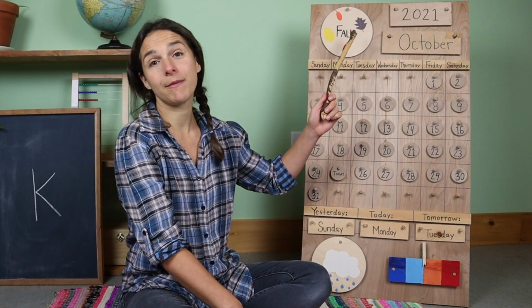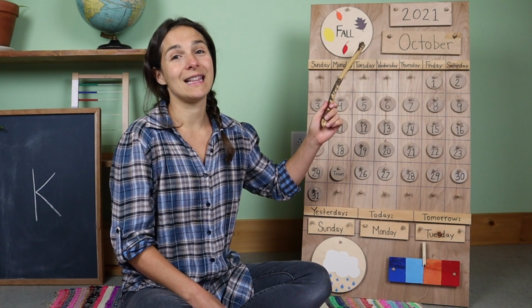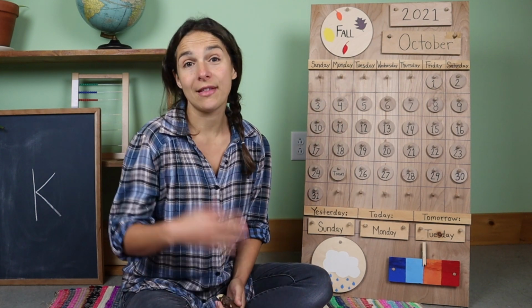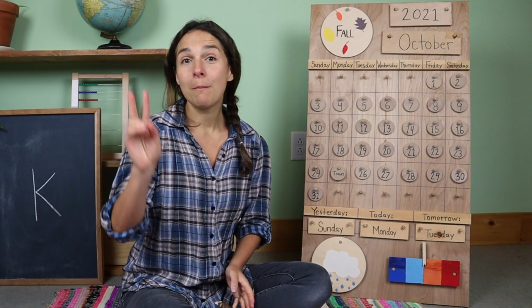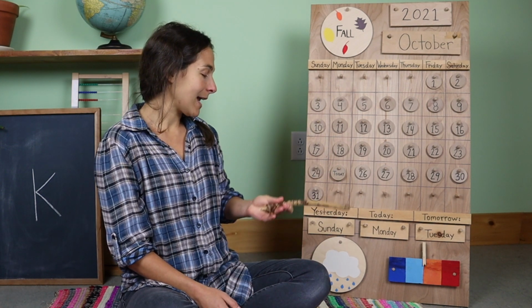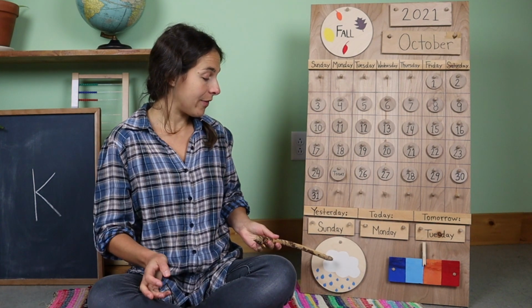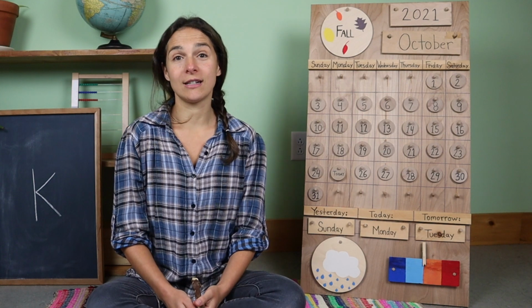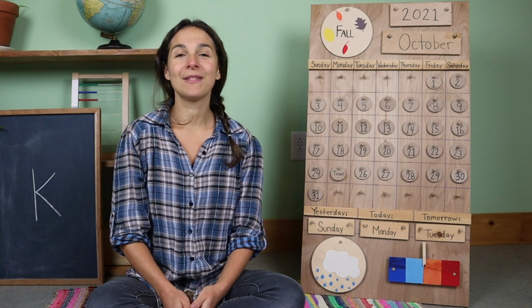Back up at the top of the chart, we have the season. There are 2 ways to say the season. You can say that it's fall, but you can also say that it's autumn. Both of those words mean the same thing. And back down at the bottom of the chart, I have a picture of the weather. So let's sing the weather song together, and then we can share what we see outside of the window.